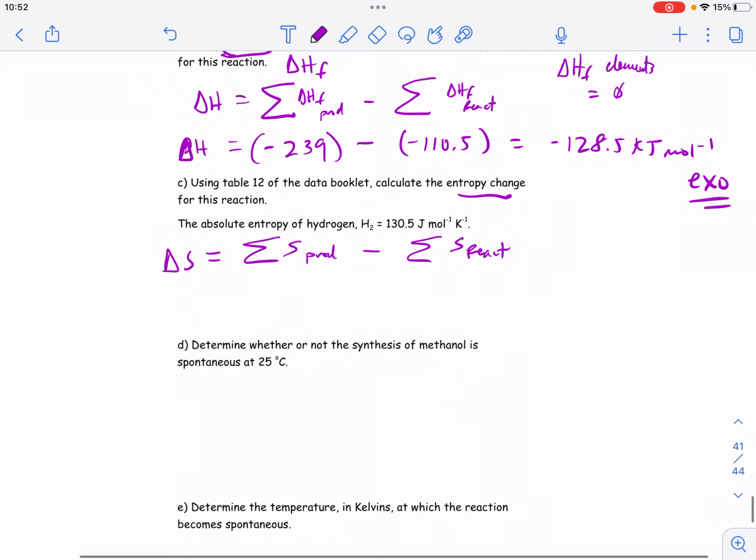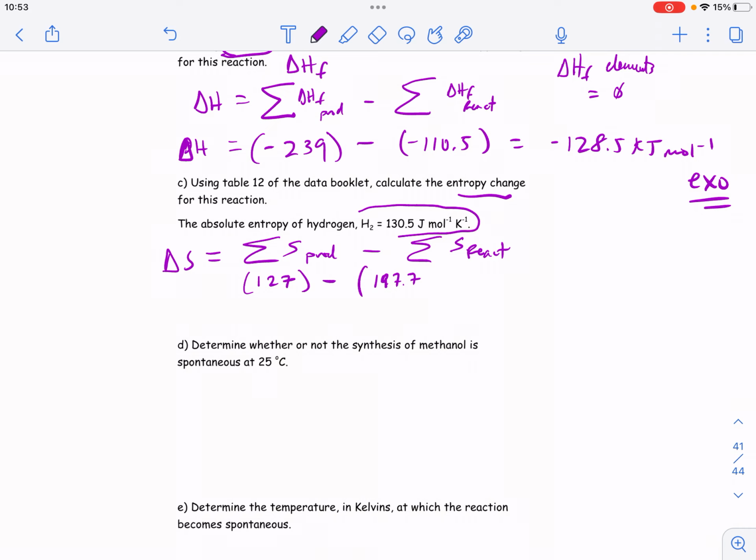So when I do the values here, I have 127 is my value for methanol. And then I need to add up the values for the reactants. So I've got 197.7 for carbon monoxide. That was from table 12. And then hydrogen's value, you'll notice that it's given here.